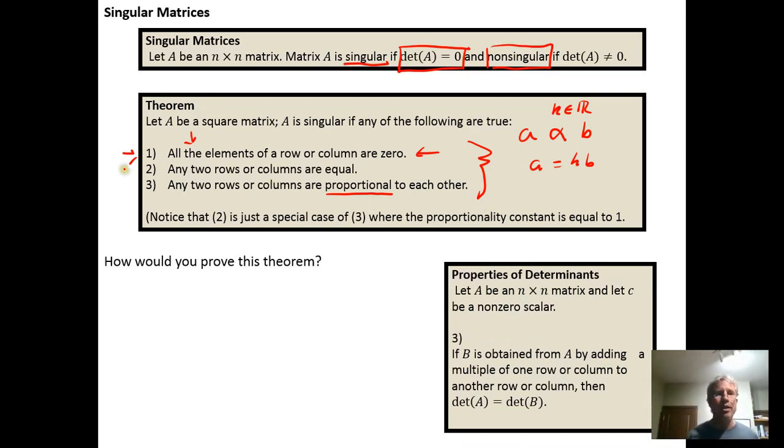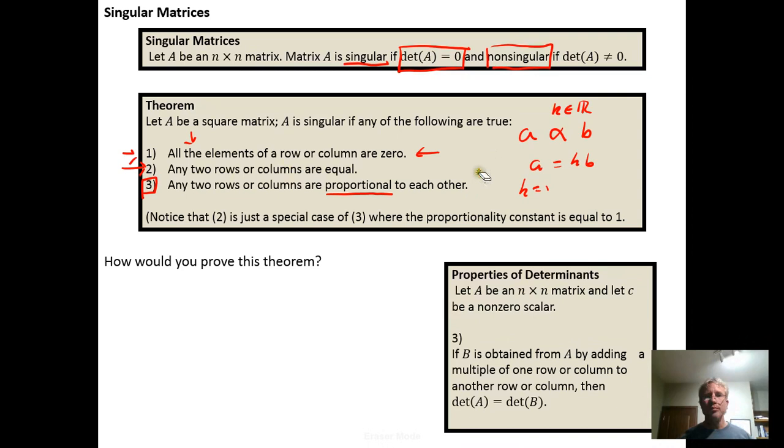And really this case 2 is just a special case of case 3 where the constant of proportionality is 1. If two rows or columns are equal, then 1 times the row vector equals the other row vector, or 1 times the column vector equals the other column vector. So 2 is a special case of 3.